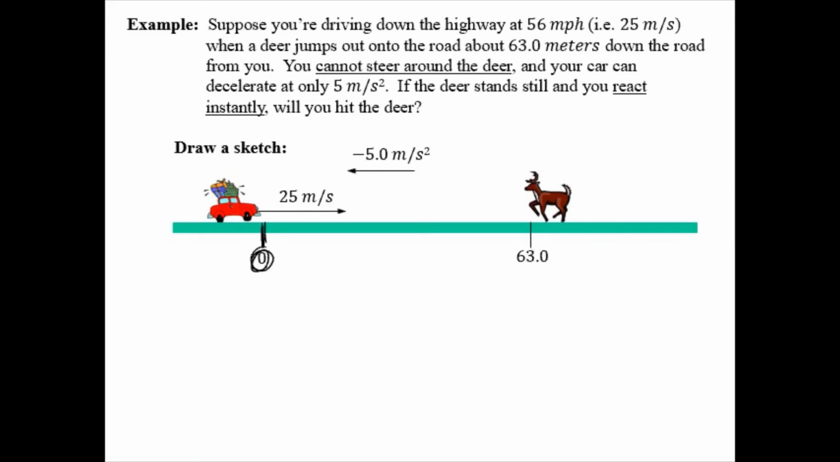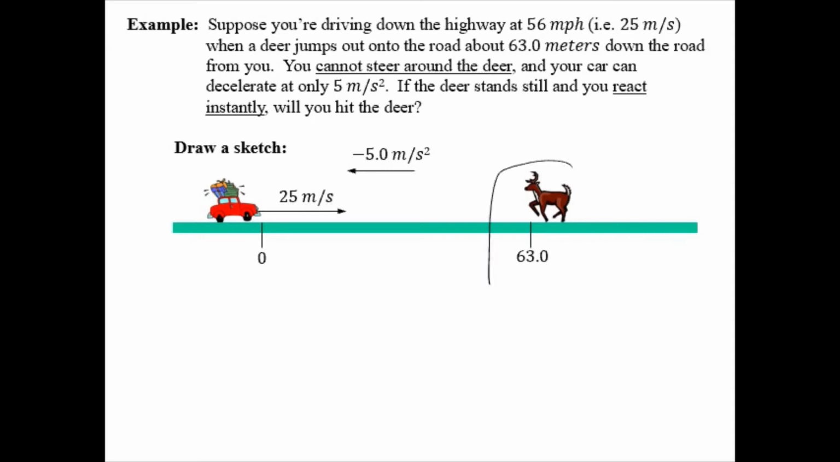Why? Well, it didn't tell me what position the car started at on the coordinate system, which means I get to choose that. And so usually we select our object starting at position 0. It kind of simplifies the problem most of the time. We don't have to do that, but oftentimes starting the object at position 0 is a good idea. And so we see our car at position 0 moving to the right at 25 meters per second.